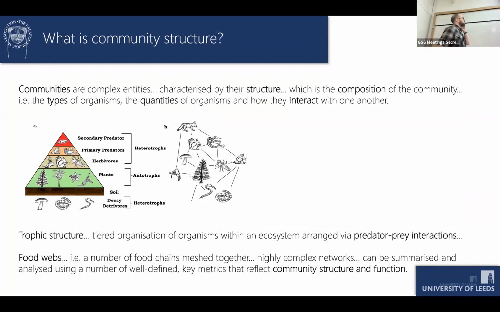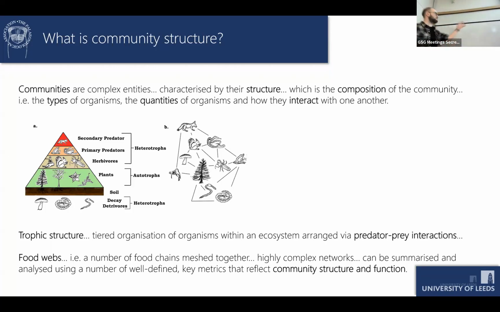I've talked about community structure quite a bit, so I just thought I'd explain what we mean by community structure. Communities are complex entities in ecology. They are characterized by structure, which is the composition of the community: the types of organisms within that community, the quantities of each organism. So that's when we're thinking about things like evenness. It's not just what's there and the diversity of that system, it's the evenness amongst those different organisms within it, but crucially also how they interact with each other.